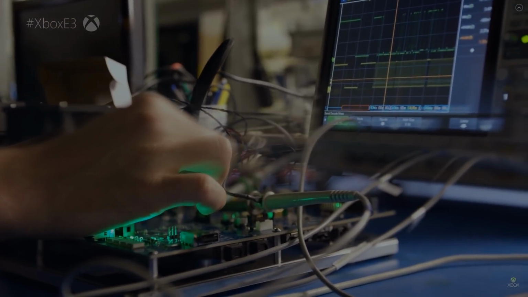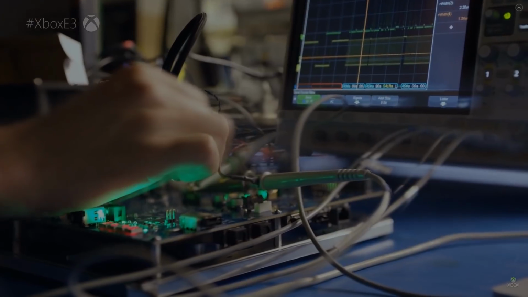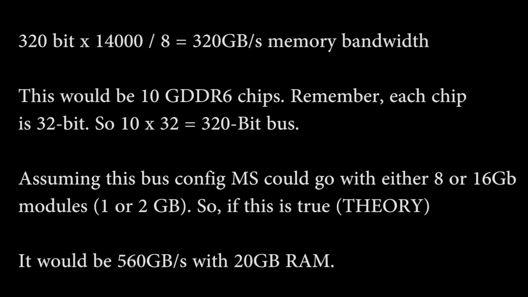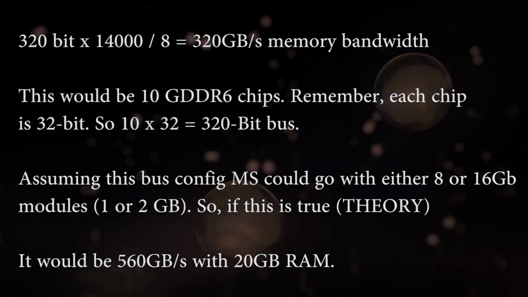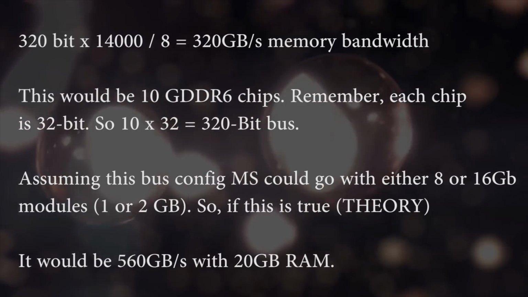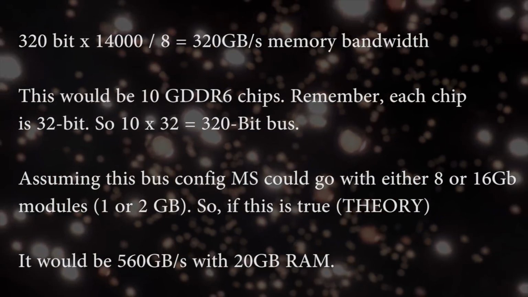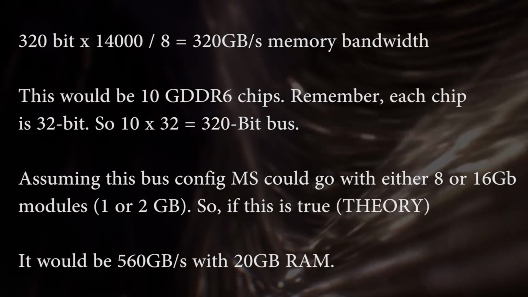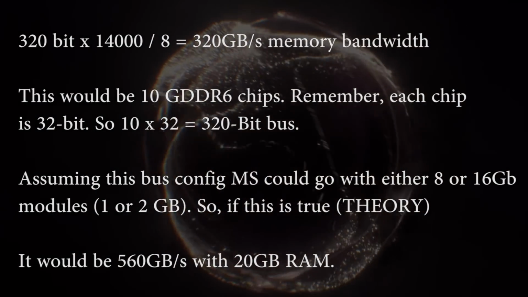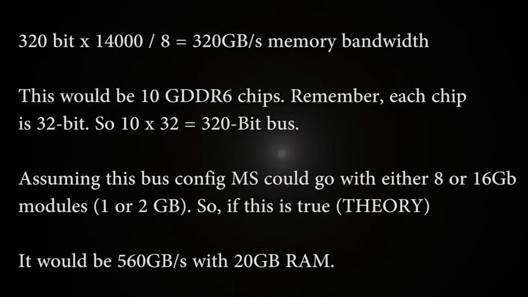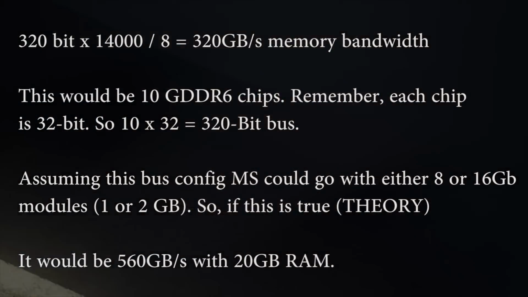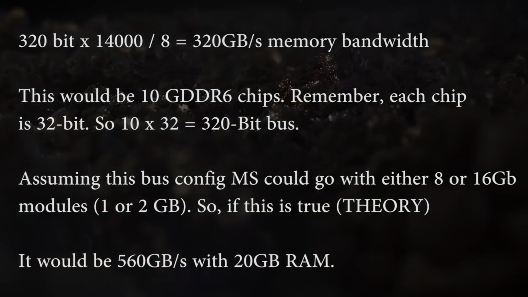But here, if we take a 320-bit bus, we can take 14,000 times 320 divided by 8, and that fits rather nicely into 560 gigabytes per second, which is perfect within the internal Arden testing. This would mean though that the machine has 20 gigabytes of RAM, and also a wider bus would mean a more complicated PCB. Then again, having more RAM available might be a choice Microsoft decides to make.